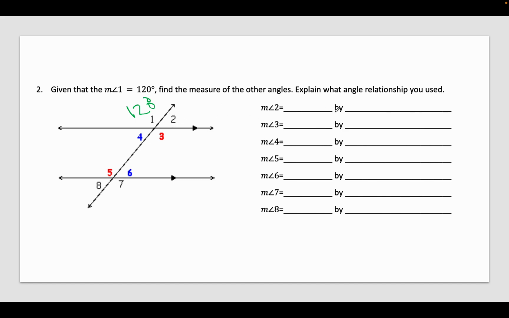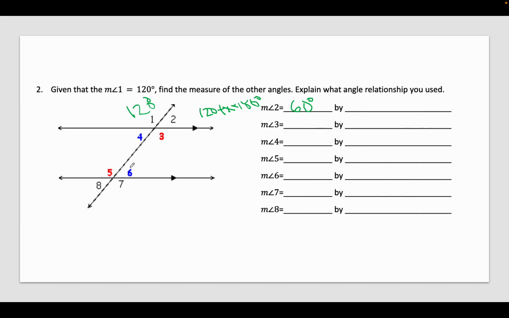120 degrees. Now I need to find angle 2 and the angle relationship that we have. So angle 2 is definitely not congruent. This guy is much bigger. 120 degrees is much bigger than this 2 is. So I know they add up to 180. So I'm trying to find what 120 plus what number is equal to 180. I can subtract 120 from 180 and get 60 as my other degree.